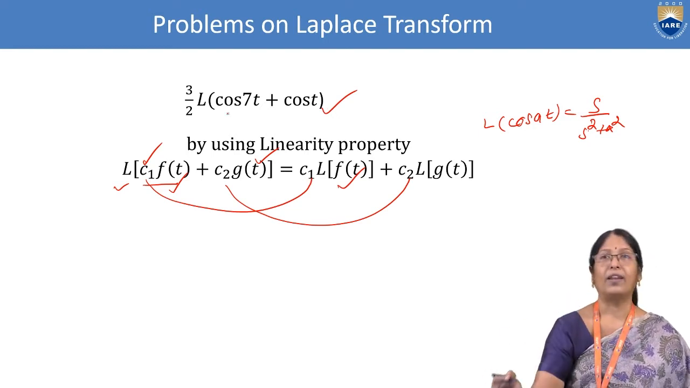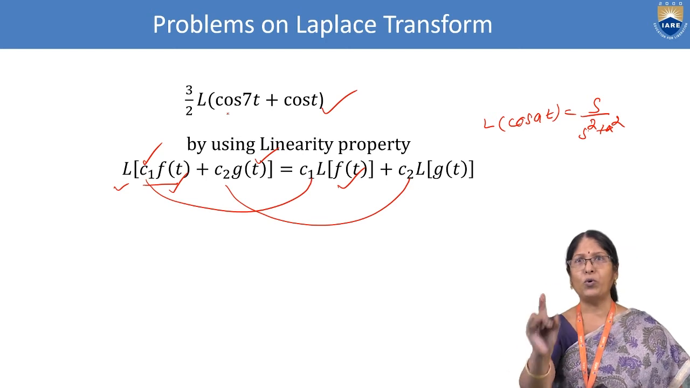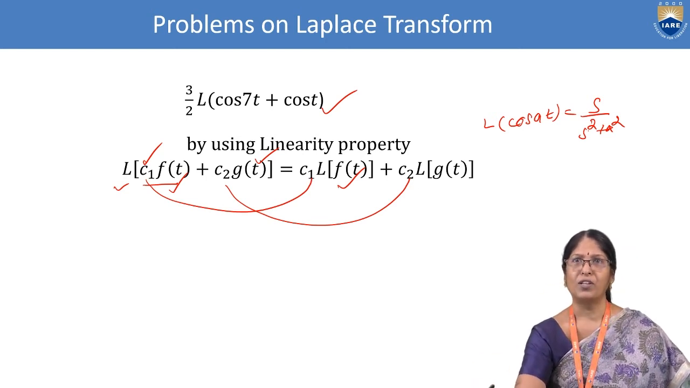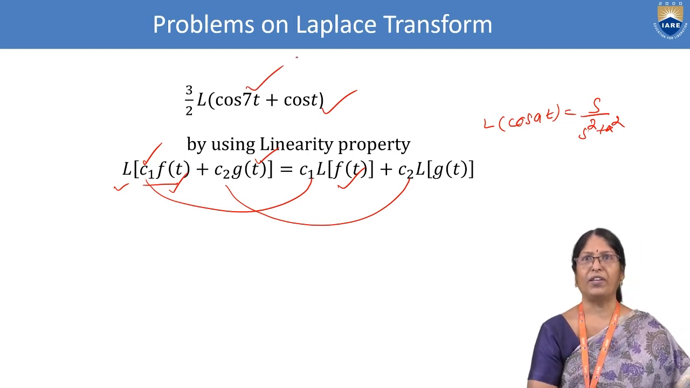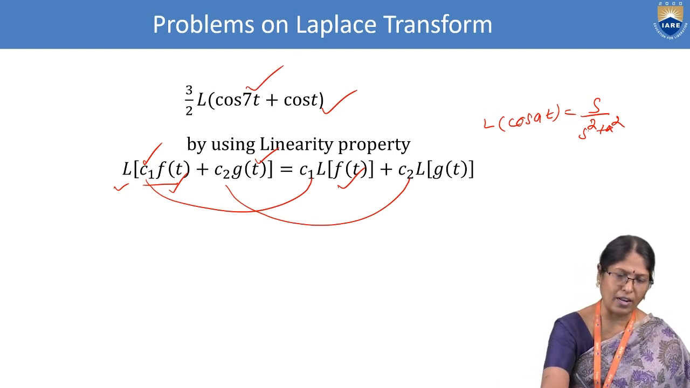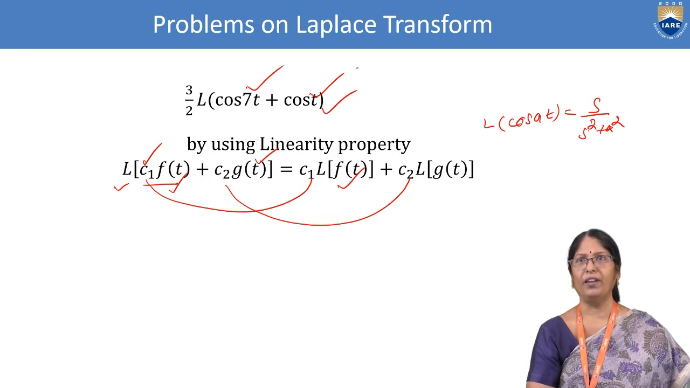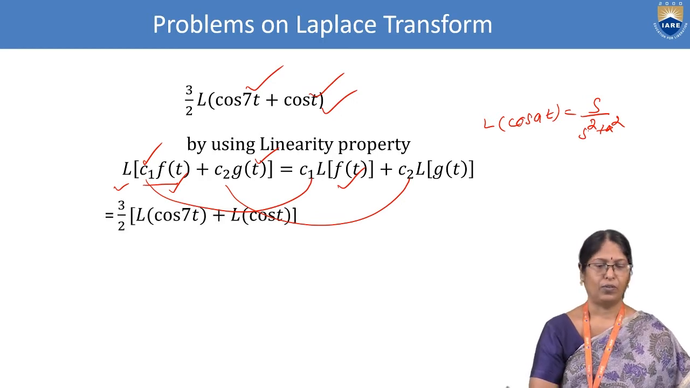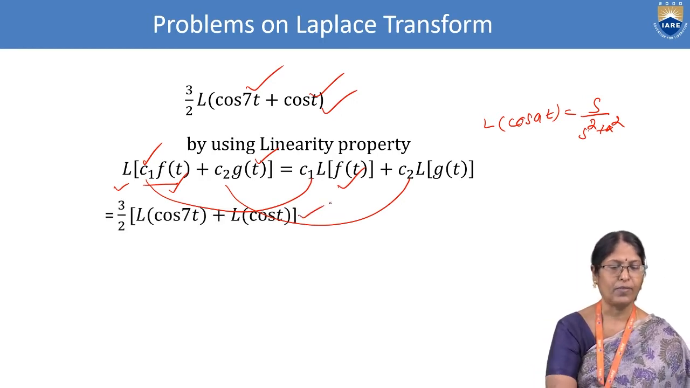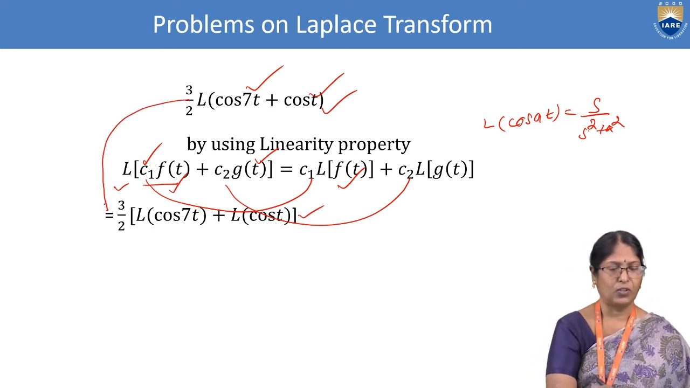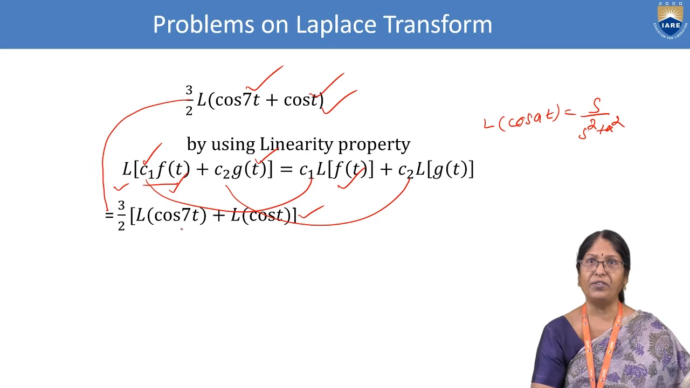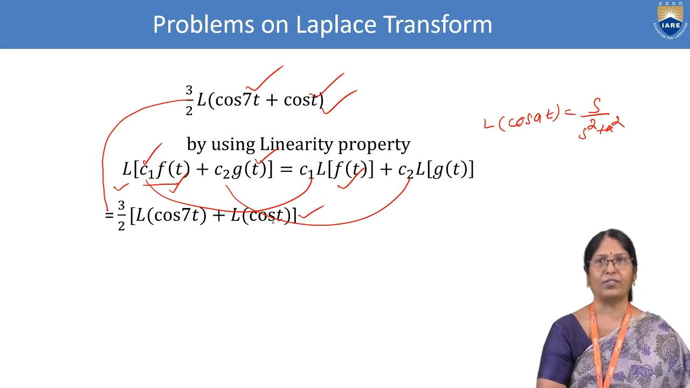Our problem is the Laplace transform of two trigonometric functions. So we can write L of cos 7t plus L of cos t. So it is written here. This 3 by 2 is written as it is. So L of cos 7t plus L of cos t.